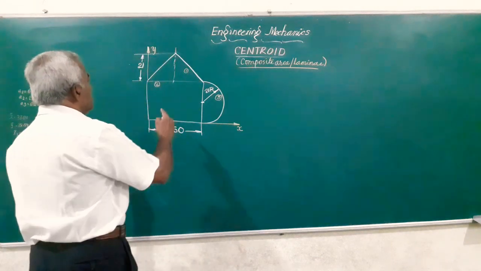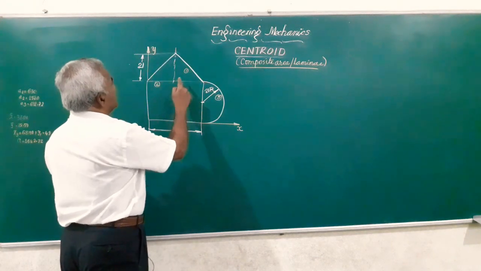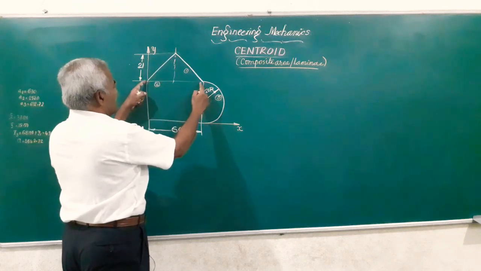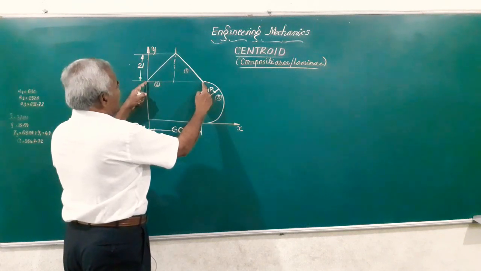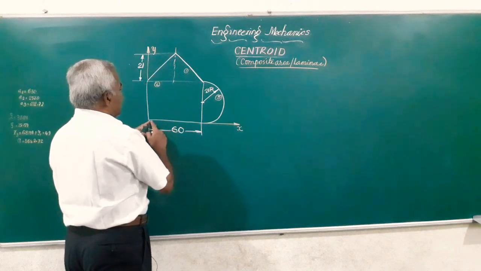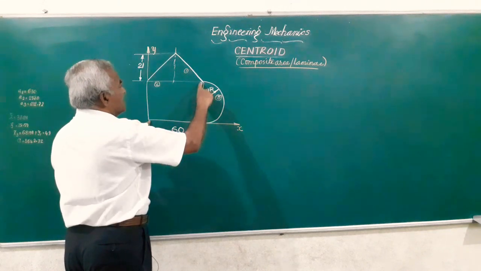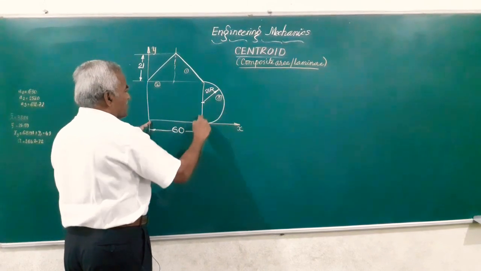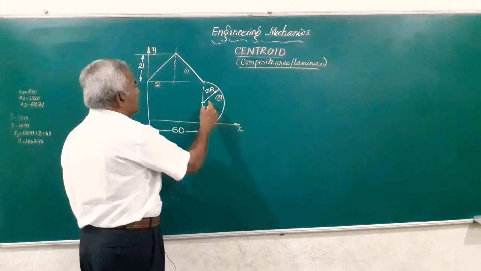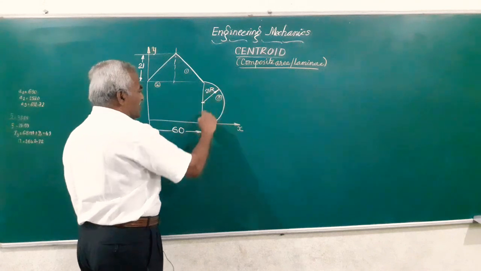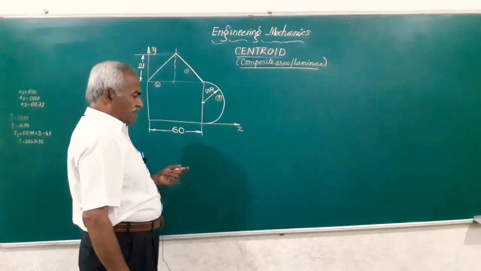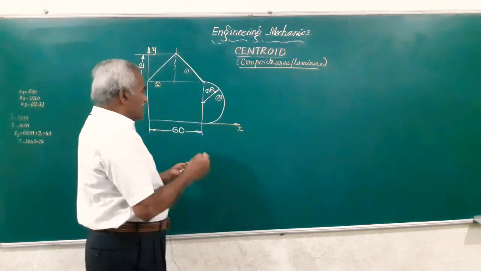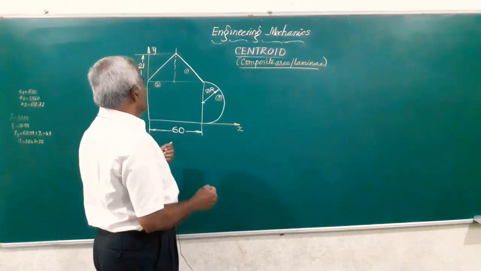Friends, let me name these figures as number 1, a triangle which has a height 21 and the width of the base is 60, number 2, a rectangle 60 by 42 because the radius is 21 and this becomes 42, and number 3, a semicircle of diameter 42 or radius 21. So, first of all, let us find out the areas of each of these figures.